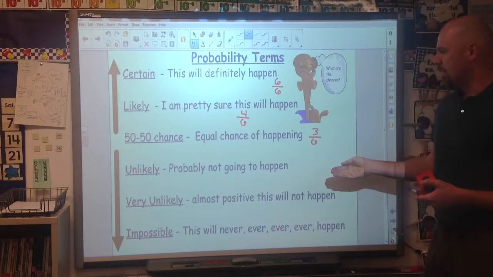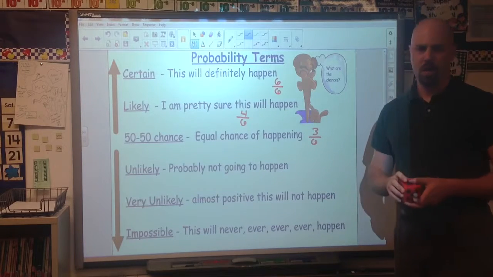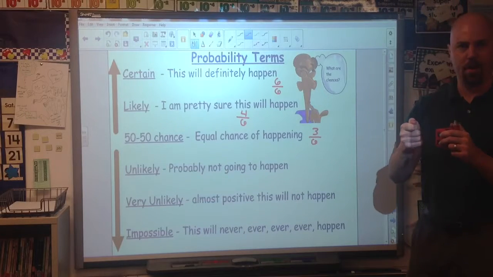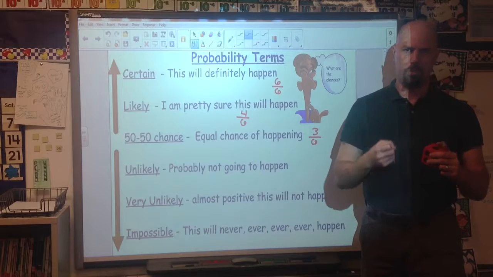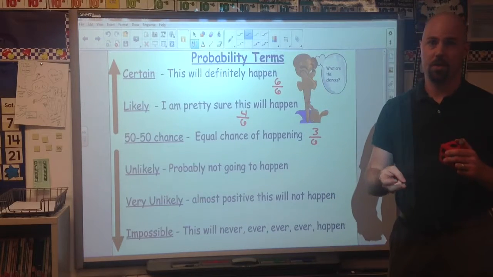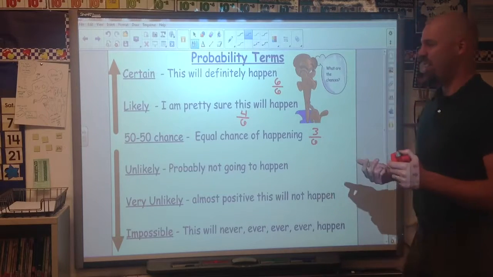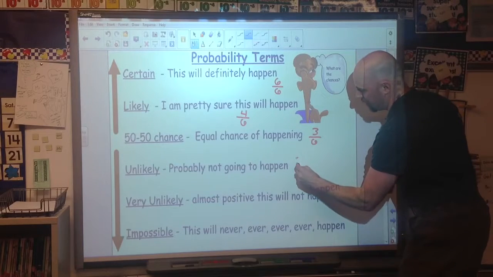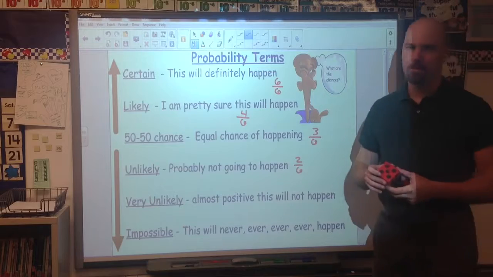Now, unlikely means it's probably not going to happen. So when I was attacking somebody's territory, if they had a little soldier on the ground there, the soldier would defend the territory at a 2, which meant that that soldier would have to roll a 1 or a 2 to defend that territory. Not very likely. It's kind of unlikely that that's going to happen. I only had 2 chances out of 6 that that was going to happen.